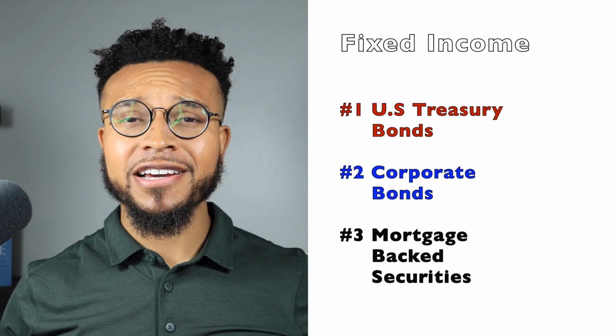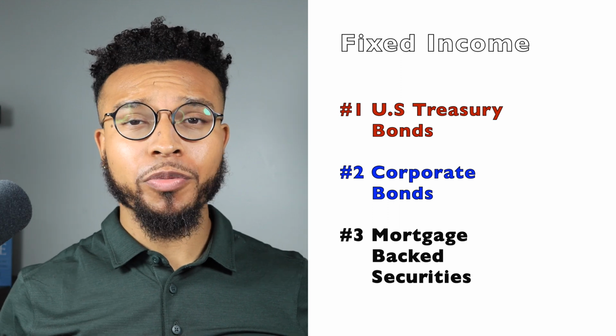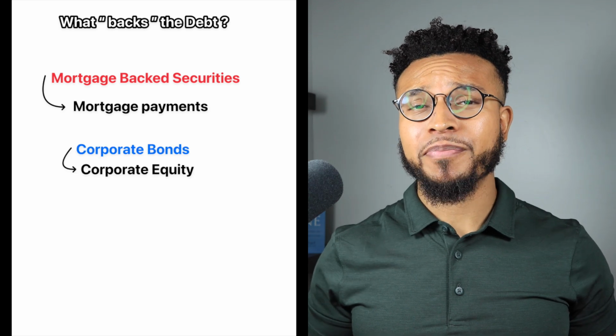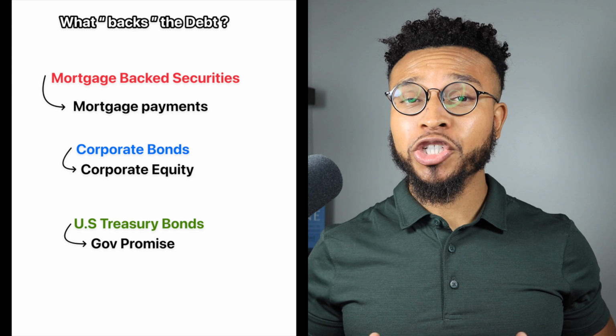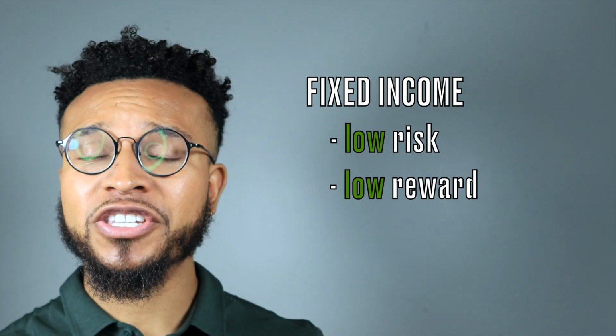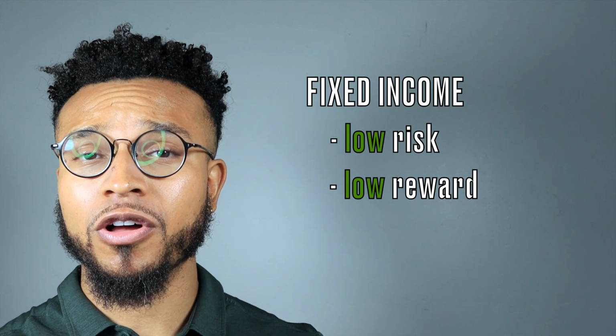By far, the most popular form of fixed income are US Treasury bonds, corporate bonds, and mortgage-backed securities. Mortgage-backed securities are backed by people paying their mortgages. Corporate bonds are backed by a corporation's equity, and US Treasury bonds are backed by the government's promise. In general, fixed income is less risky than equities, but the reward is also smaller.